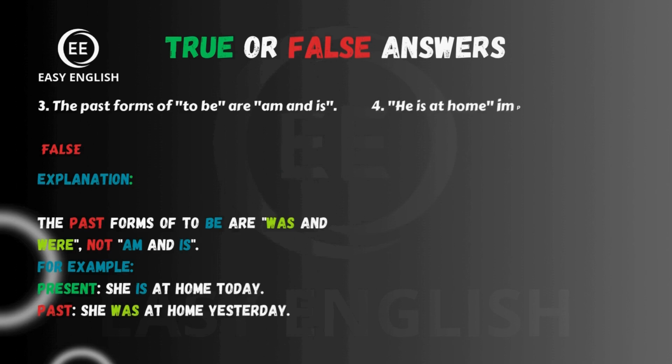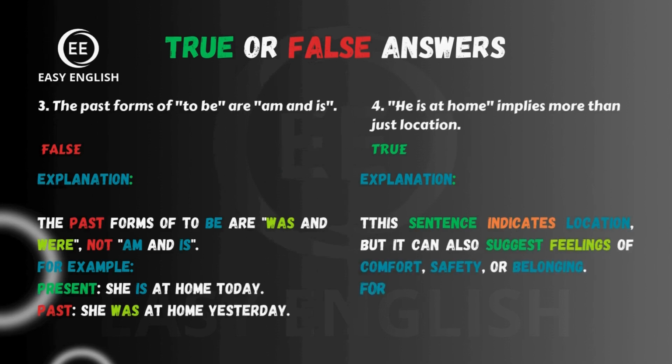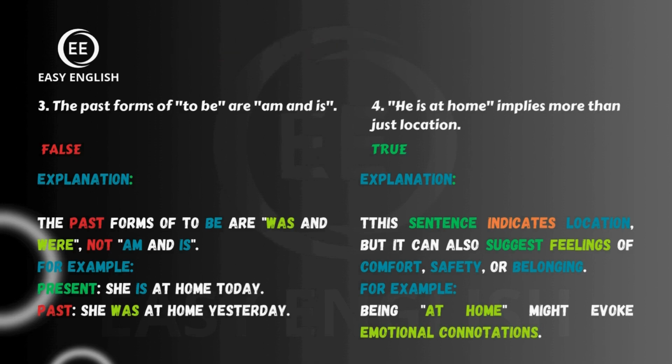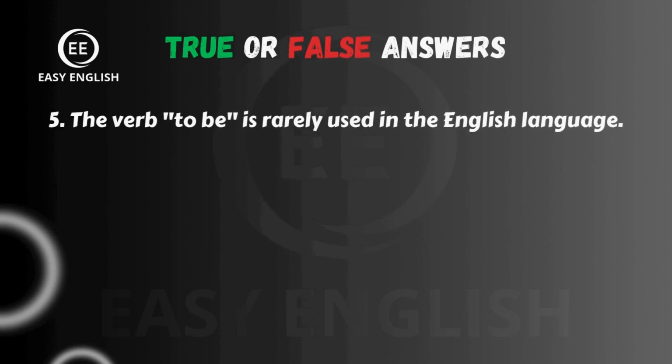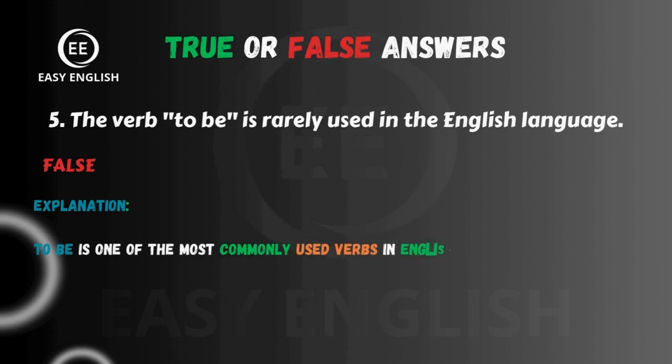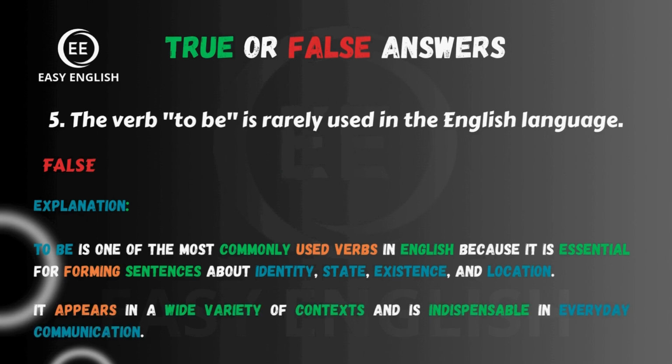4. He is at home implies more than just location. True. Explanation. This sentence indicates location, but it can also suggest feelings of comfort, safety, or belonging. For example, being at home might evoke emotional connotations. 5. The verb to be is rarely used in the English language. False. Explanation. To be is one of the most commonly used verbs in English because it is essential for forming sentences about identity, state, existence, and location. It appears in a wide variety of contexts and is indispensable in everyday communication.